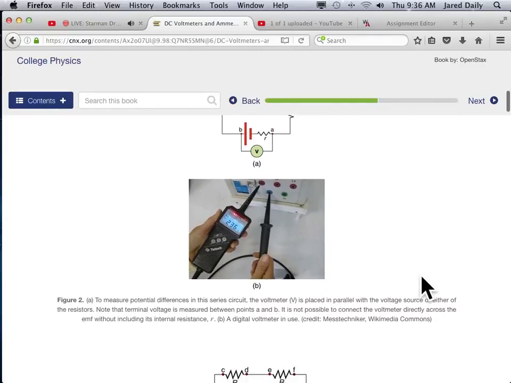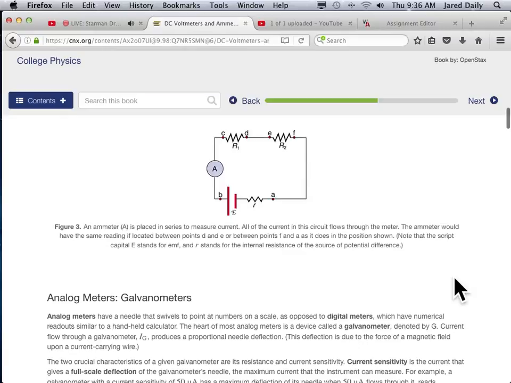So that's Kirchhoff. You have a couple of fairly complex circuits at the beginning of your homework for that. In this section, they explain how voltmeters and ammeters work and why they have to be connected in parallel and series, respectively.